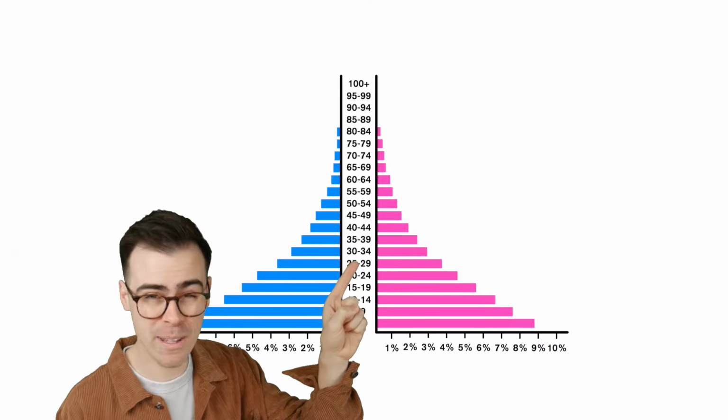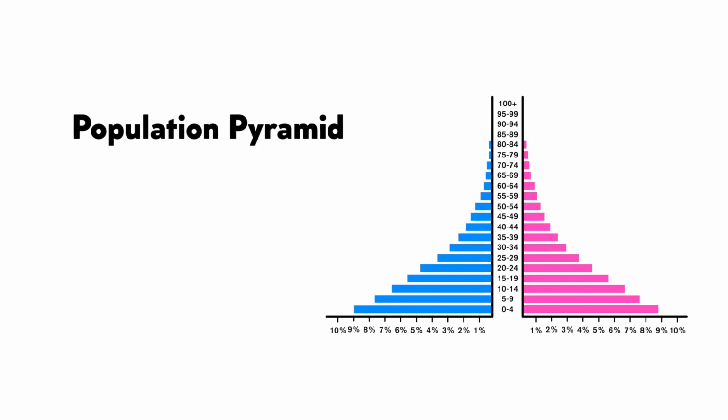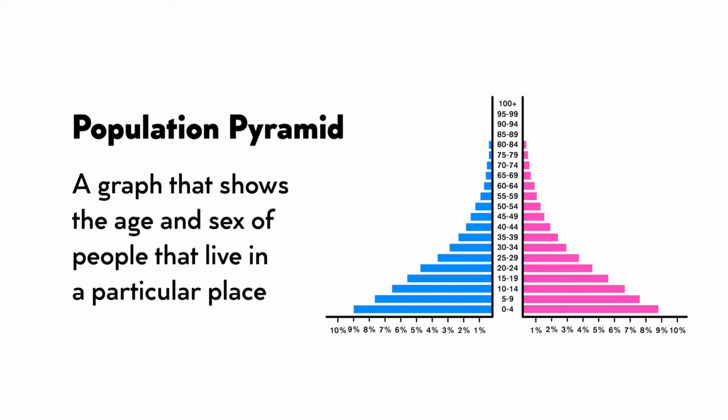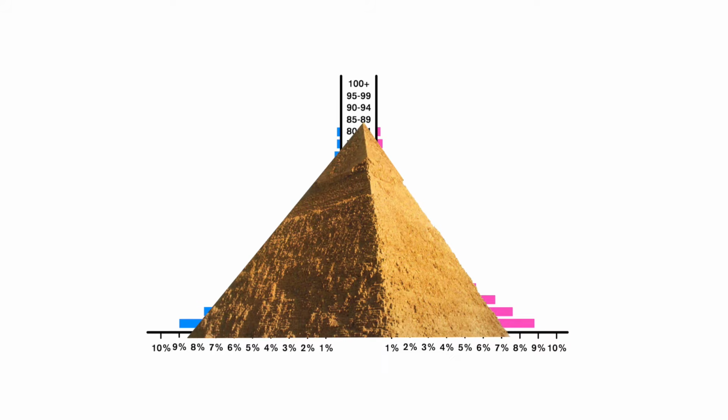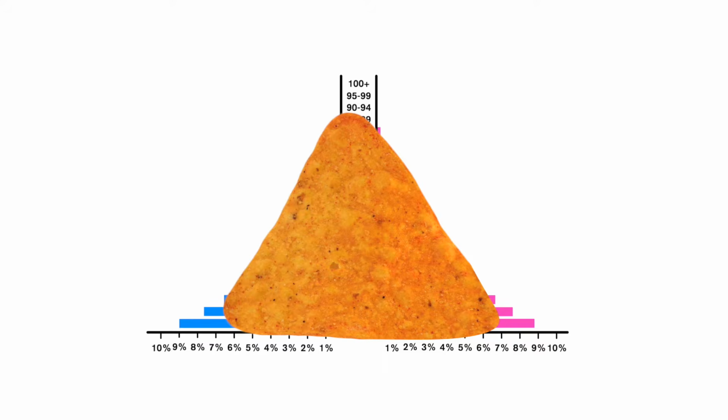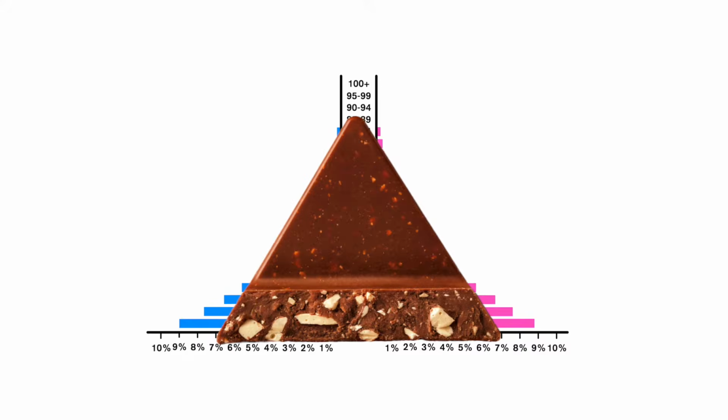This is a population pyramid. A population pyramid is a graph that shows the age and sex of people that live in a particular place, whether it's a city, country, continent, planet, or anything in between. You'll notice that a population pyramid is really just two bar graphs that form this shape that kind of looks like a pyramid. Personally, I would have called it a population Dorito, or maybe a population Toblerone.